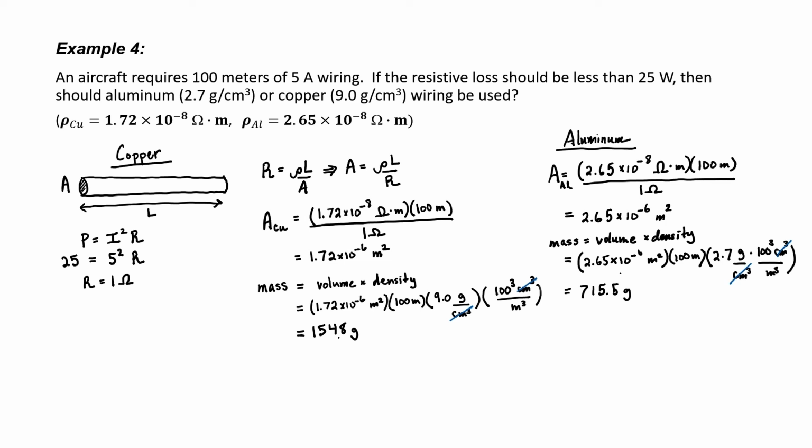Copper wiring is almost twice as heavy as the aluminum wiring, even though the diameter of the copper wiring is going to be smaller. We can conclude from this that we should choose aluminum as our wiring for the aircraft.